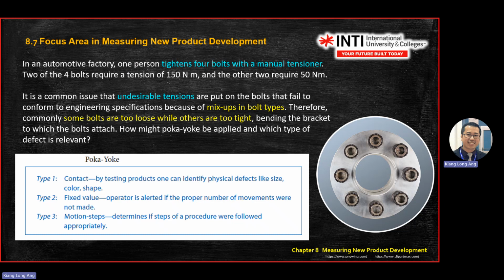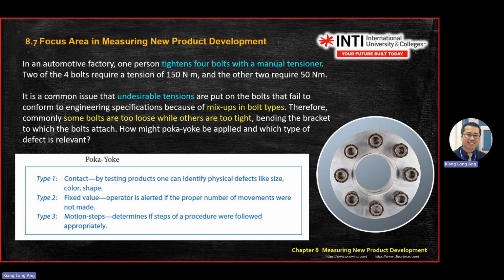Okay. This one, the operator is alerted by a proper number of movements. This one, fixed value, is on the machine, the screw, the bolt tensioner. You can fix the value. Like in this position, how many seconds you press, or how many revolutions you need to fix the machine.